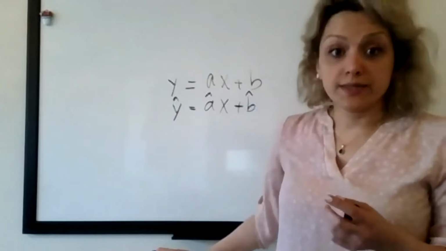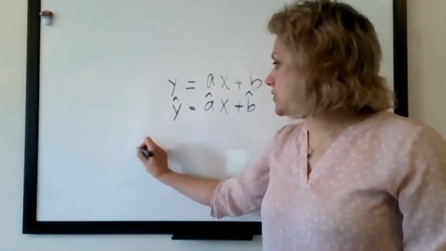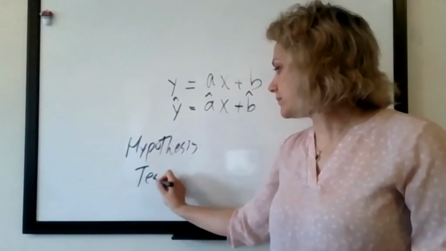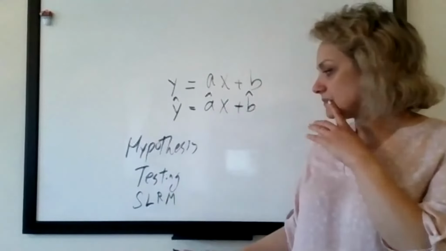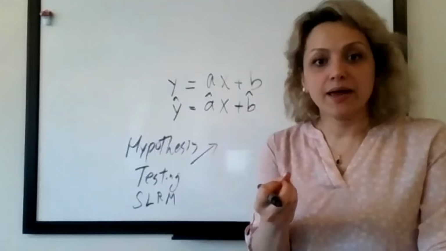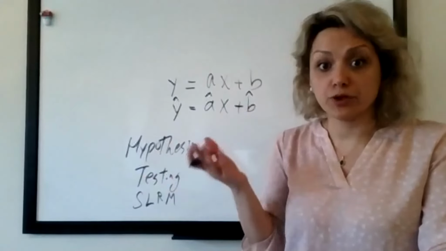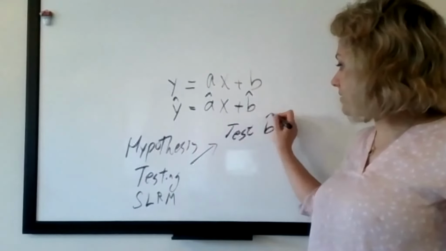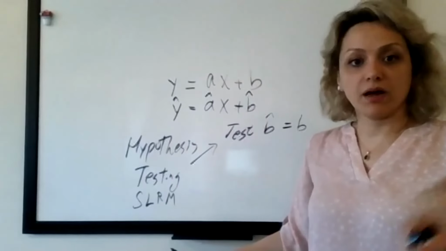So when we are working with the hypothesis test, I said we have three tests. The first one, so I'm going to write down hypothesis testing on the simple linear regression model. The first one is that we are going to test to see if our B estimate is equal to the B that we have for the population, the real B that we would have.